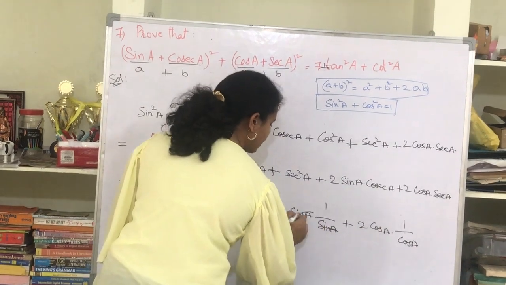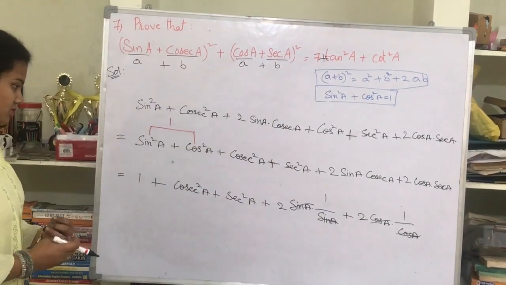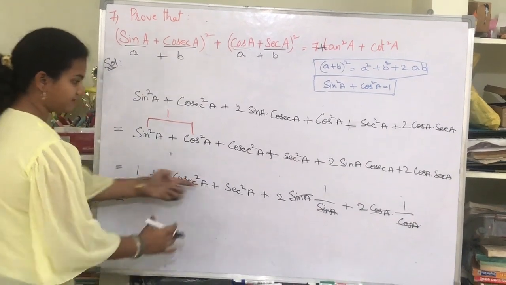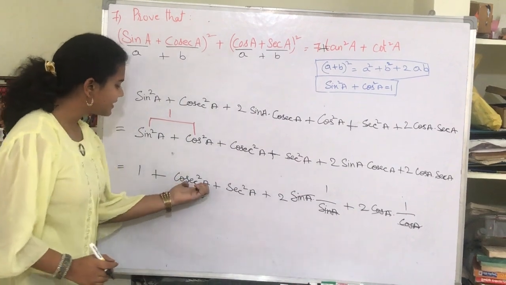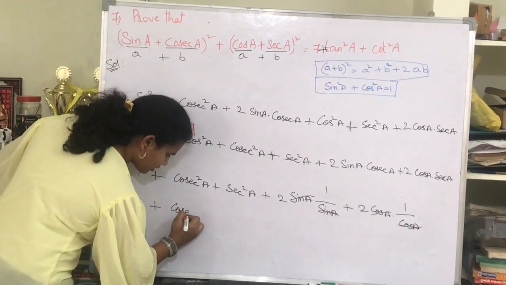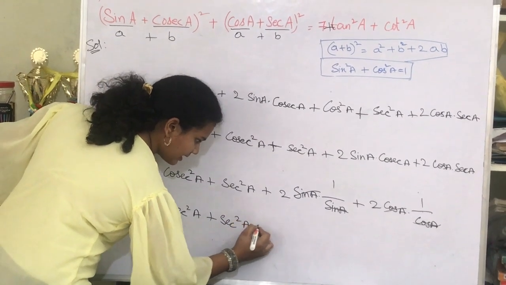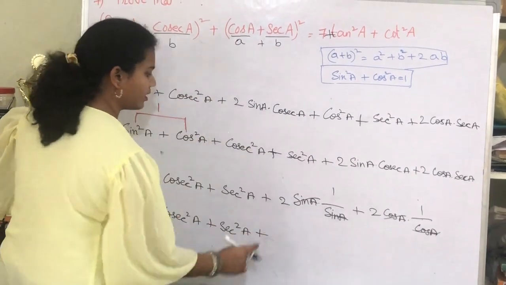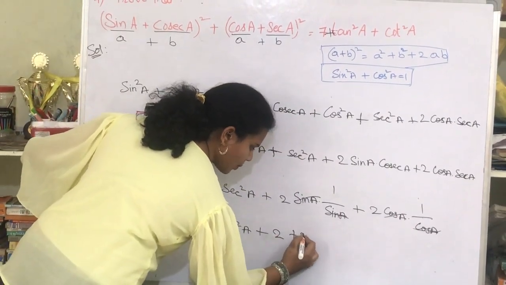Here sin A and sin A get cancelled, and cos A and cos A get cancelled. Now if we write the further step, let's write this step as 1 plus cosecant square A plus secant square A plus, and here 2 and 2 remain, so we can write 2 plus 2.